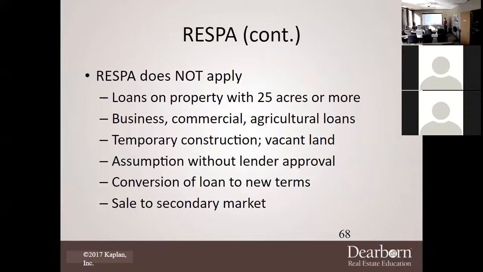Assumption without a lender approval, does not apply. Conversion of loans to new terms, does not apply. And sale to the secondary market, does not apply. Okay, so you can have some kickbacks or things of that nature, but it has to only be the ones that we have stipulated here.